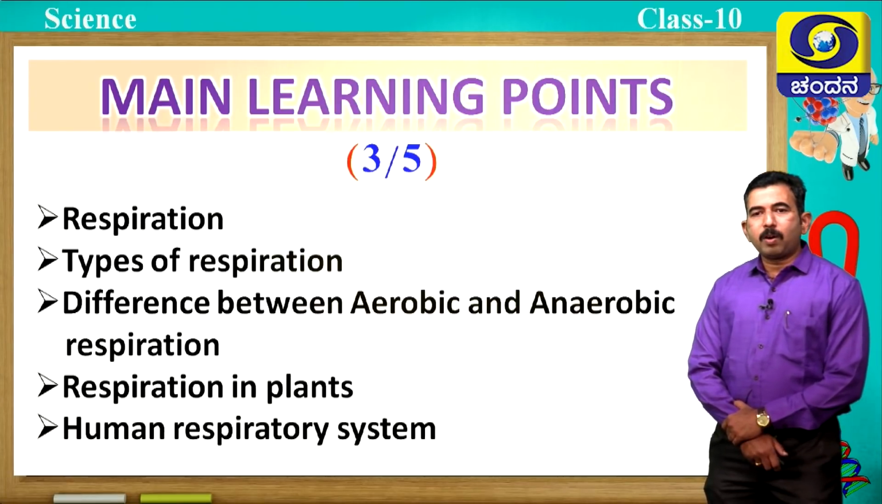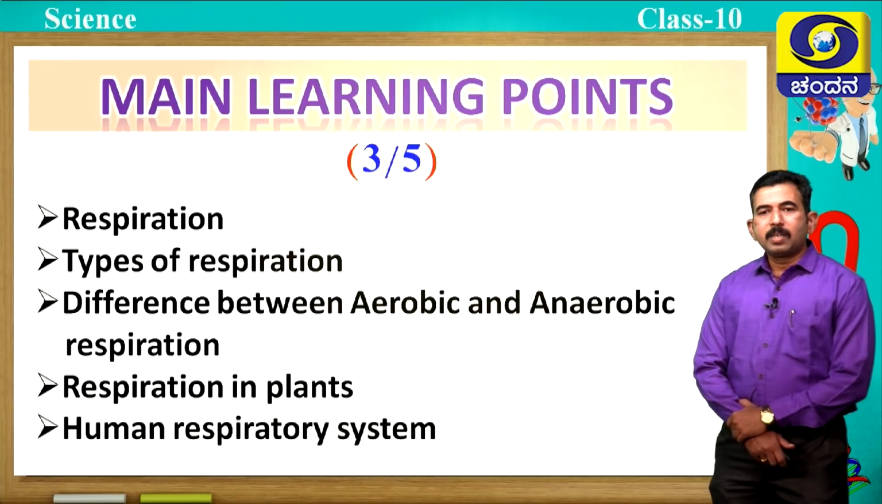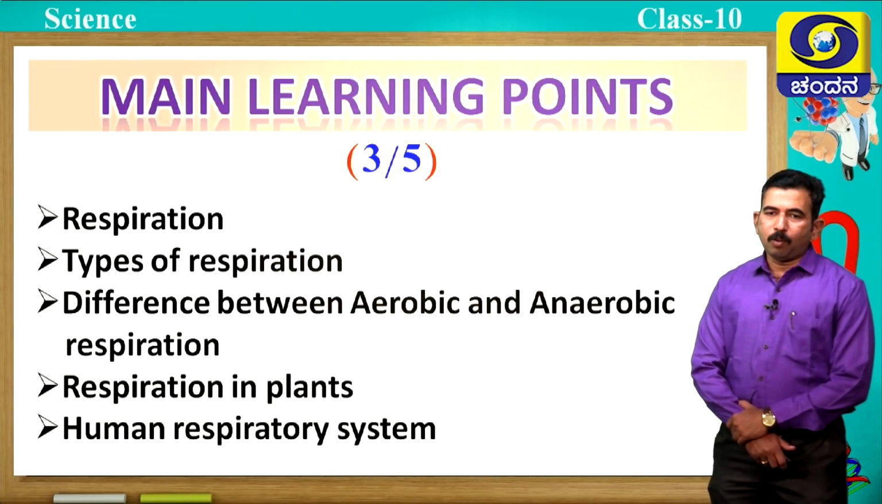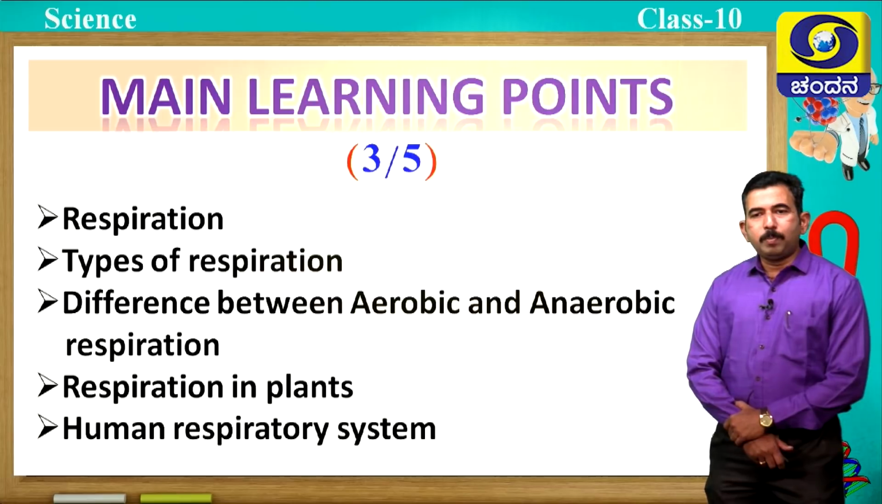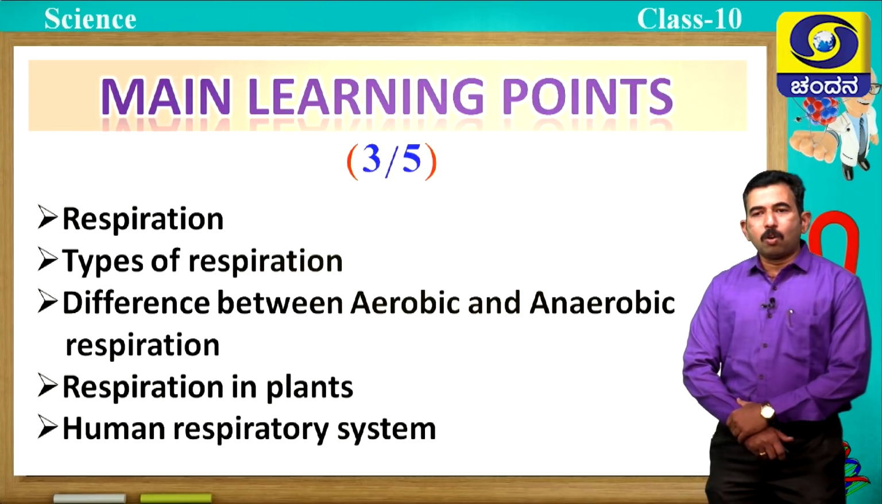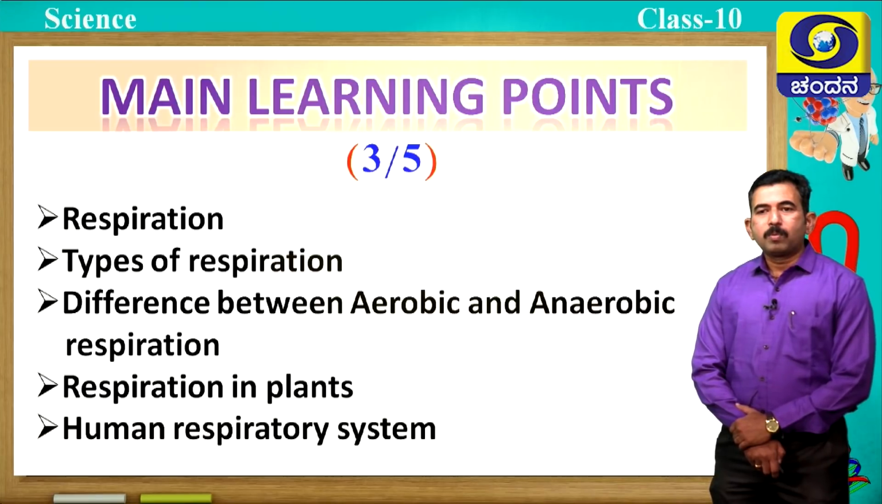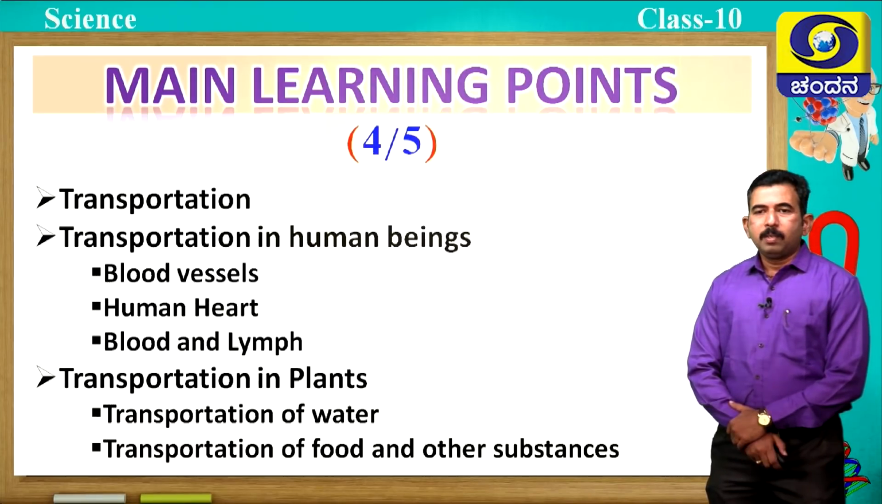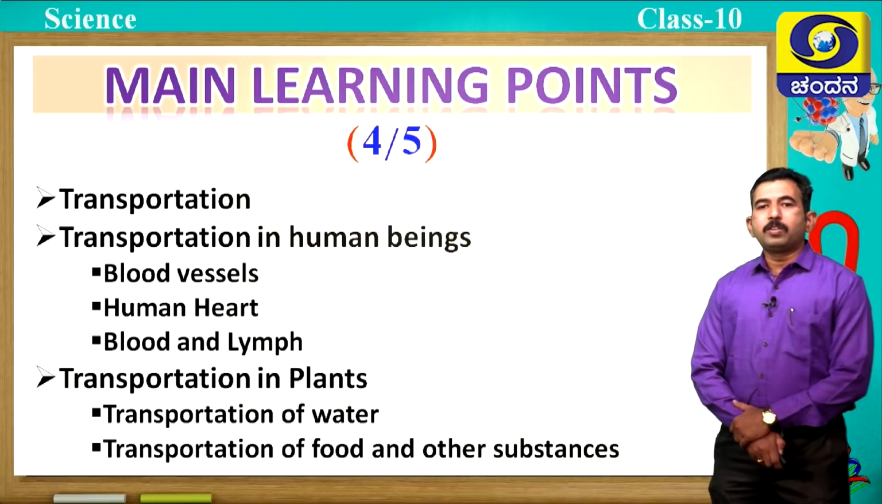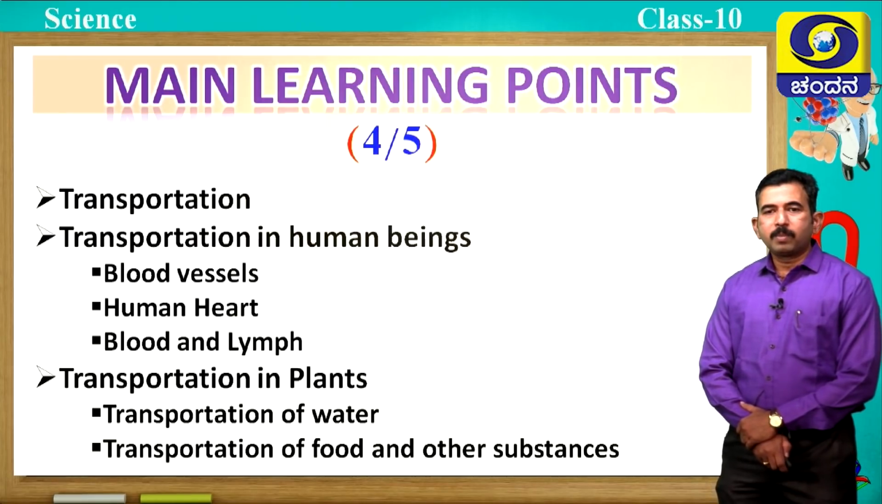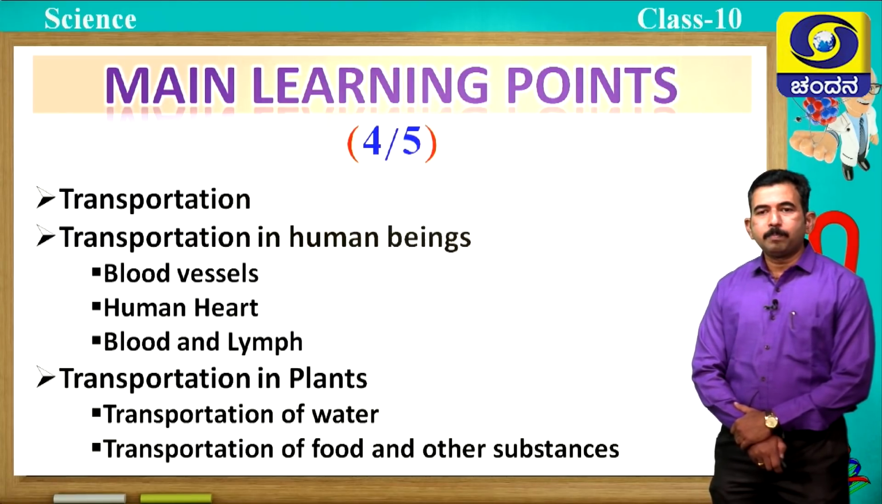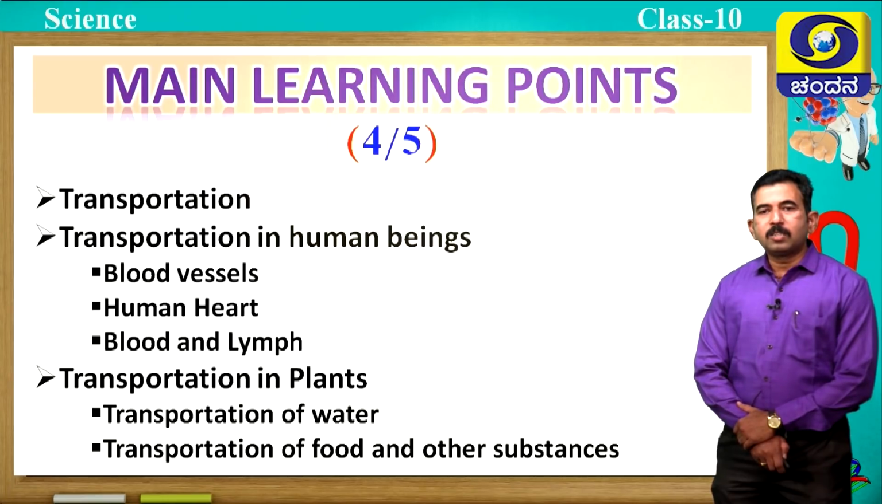Main learning points we are going to study in the third session are respiration, types of respiration, difference between aerobic and anaerobic respiration, respiration in plants, also human respiratory system. In the fourth session, we are going to study transportation, transportation in human beings, blood vessels, human heart, blood and lymph, their role in transportation.